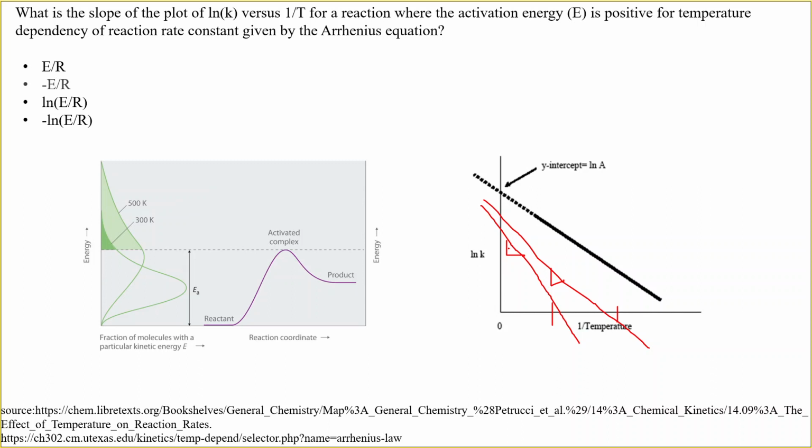So the slope of the plot of ln k versus 1 by T for a reaction where the activation energy is positive, for the temperature dependency of the reaction rate constant given by the Arrhenius equation, the correct answer is minus E by R. Since the curve is going down, you can clearly see that it has a negative slope. So that will be given by minus E by R, and this follows the Arrhenius rate equation.